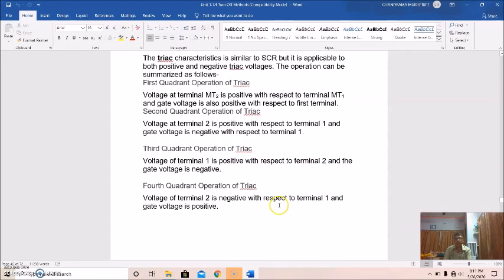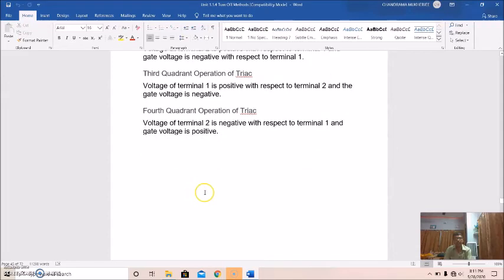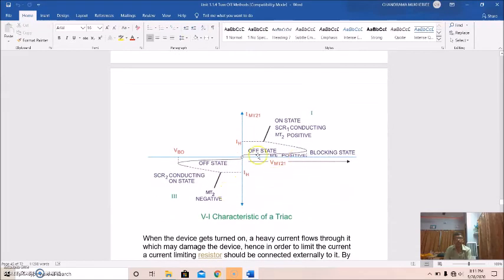Third quadrant operation of the TRIAC: voltage at terminal 1 is positive with respect to terminal 2, and the gate voltage is negative. And fourth quadrant of operation: voltage at terminal 2 is negative with respect to terminal 1, and gate voltage is positive. So these are all shown in this characteristics curve. One state, SCR1 conducting mode, MT2 positive, blocking state. So this is all described in this figure.